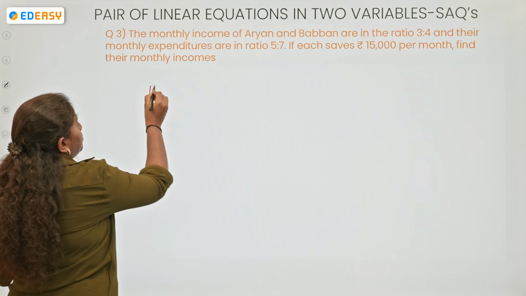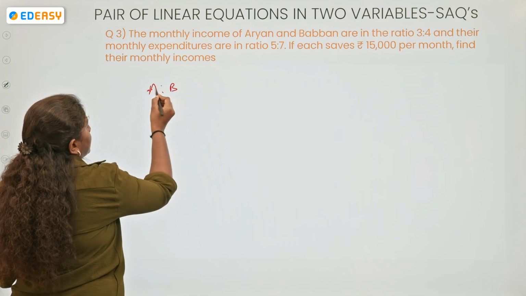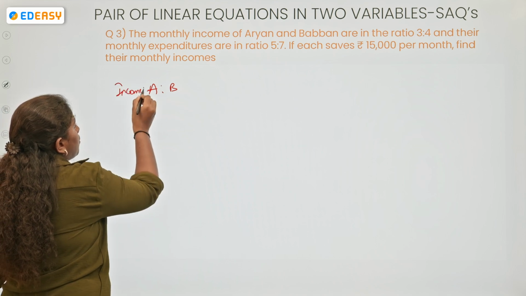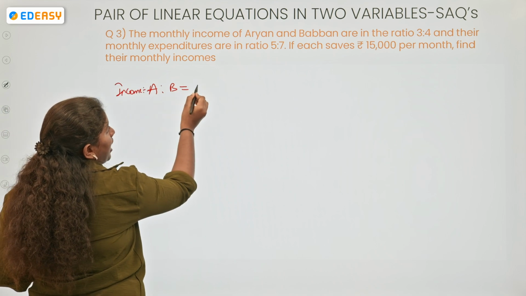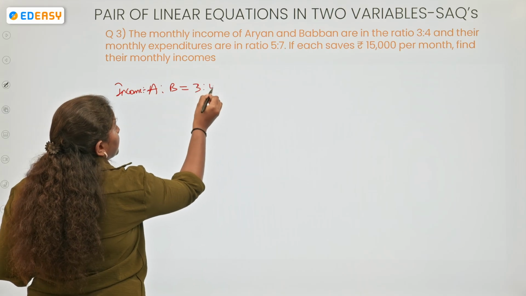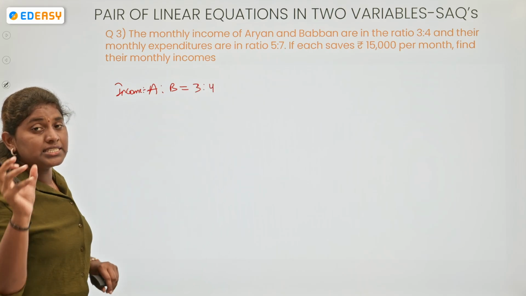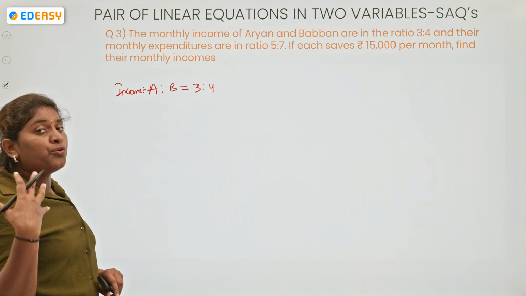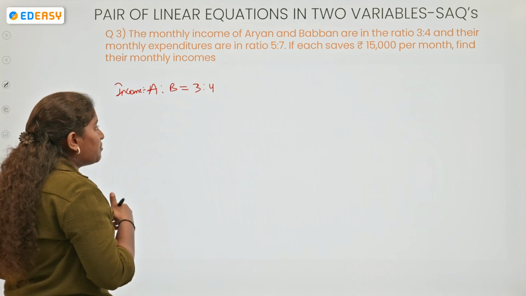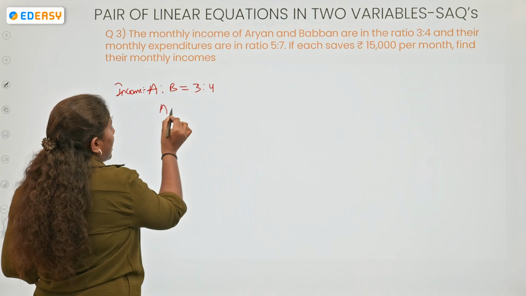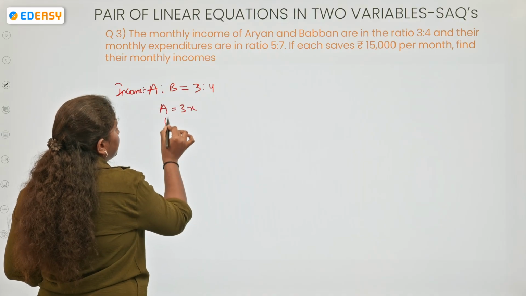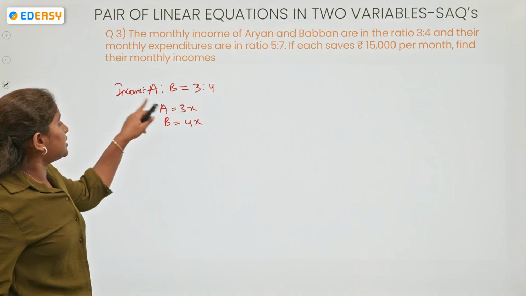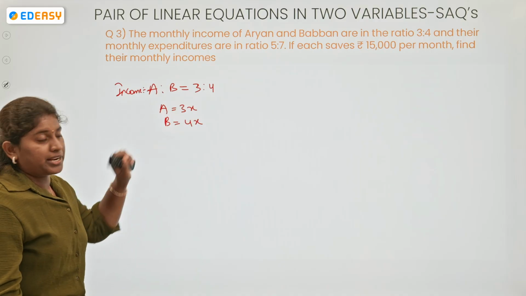Fine. Now Aryan, the ratio, that is for income. Clear? The ratio of Aryan and Baban they gave as 3:4. If we have quantities in a ratio, it means they have a common factor between them. I don't know what that common factor is, so I am taking it as x. So for Aryan it will become 3x and for Baban it will become 4x. Income for Aryan is 3x and for Baban 4x.